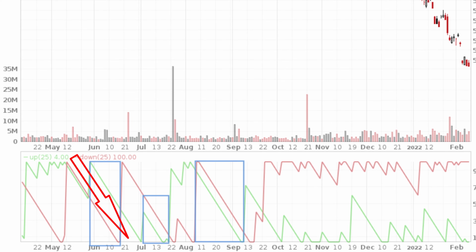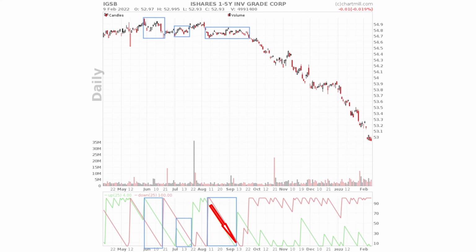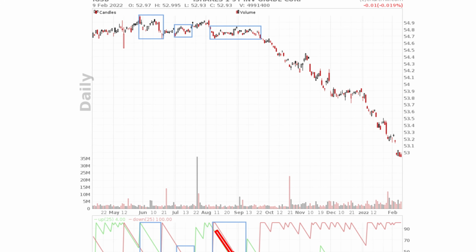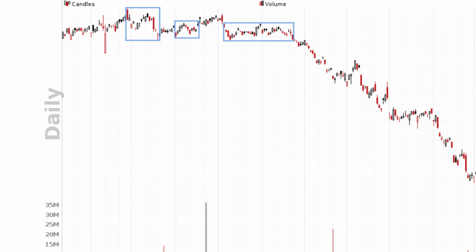Another way that consolidating markets can be recognized is if both the Aroon up and Aroon down move down simultaneously and parallel to each other. This means that the time interval to both the most recent high and low increases simultaneously. This can only mean that the price is moving rather sideways.